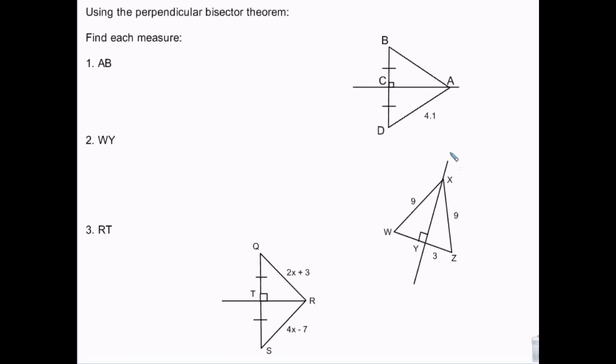Theorem to find measures. What you're going to be looking for is this perpendicular indication, this little square right here that tells me it's perpendicular, and you're going to be looking for this because this tells me it's a bisector. Once I know that this is perpendicular and that it's being bisected, I know it's a perpendicular bisector, and then that tells me that this length and this length are the same. So if AD is 4.1, AB is also going to be 4.1.